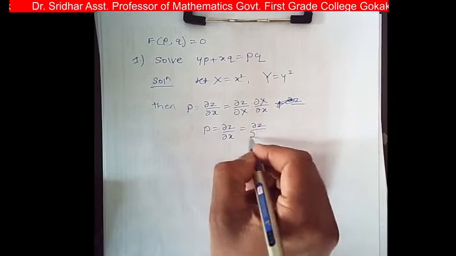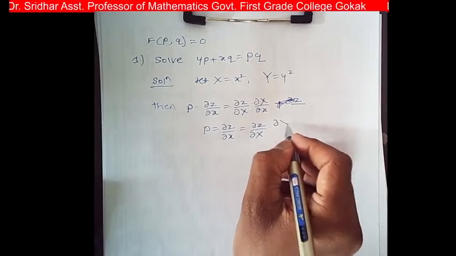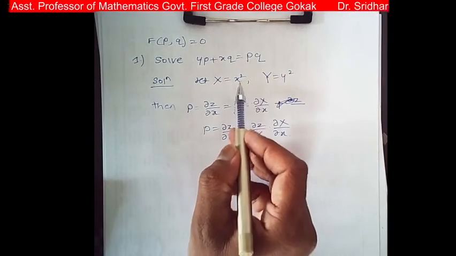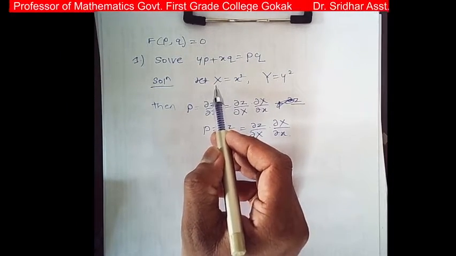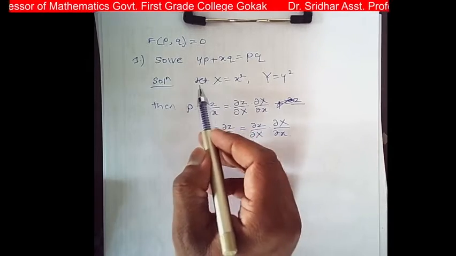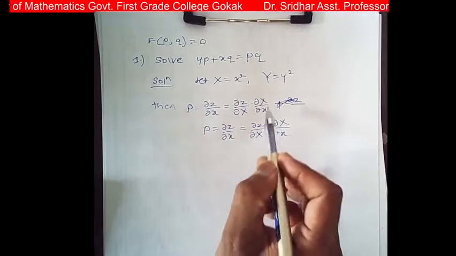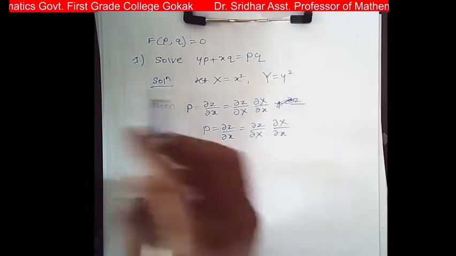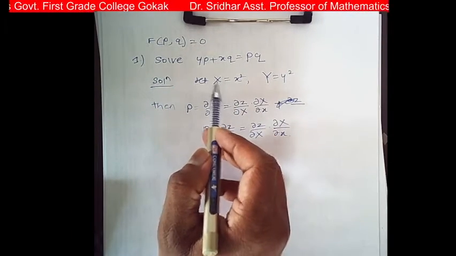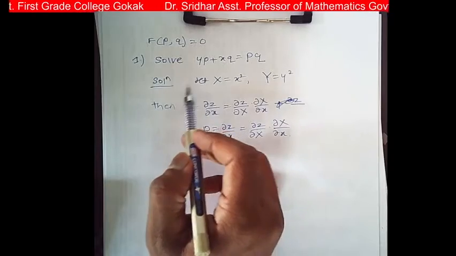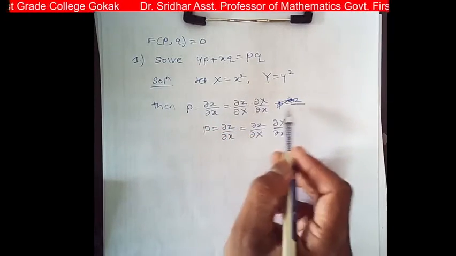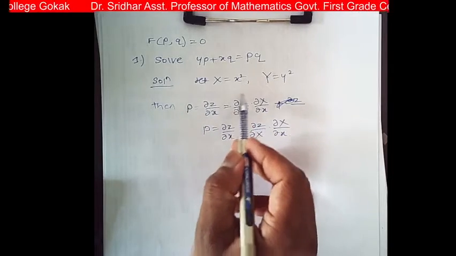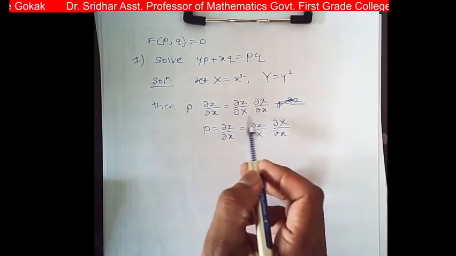dou z by dou capital X into dou capital X by dou small x. Because this X is a function of capital X only, there is no other y term, so only one term will come. If suppose X is a function of some other variable, say if it contains x plus capital Y, then two terms will come. Okay, so it contains only capital X, so we have only this term.